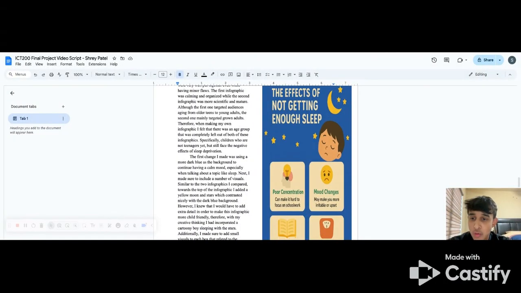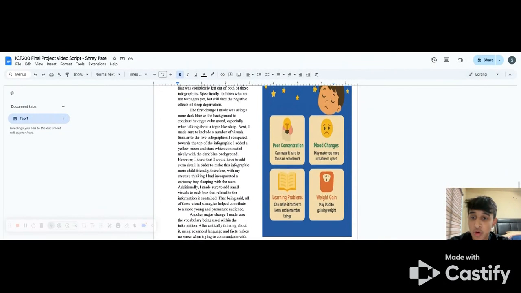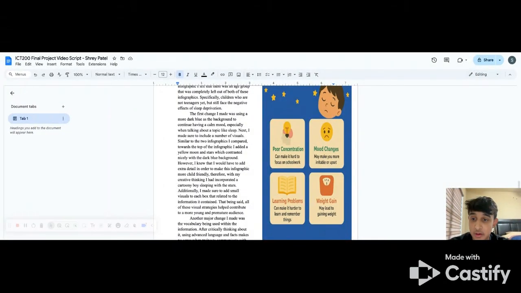Therefore, when making my own infographic, I felt there was an age group that was completely left out of both of these infographics. Specifically, children who are not teenagers yet, but still face the negative effects of sleep deprivation. The first change I made was using a more dark blue as the background to continue having a calm mood, especially when talking about a topic like sleep.